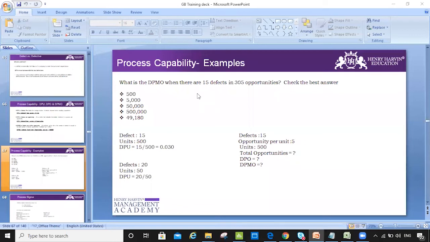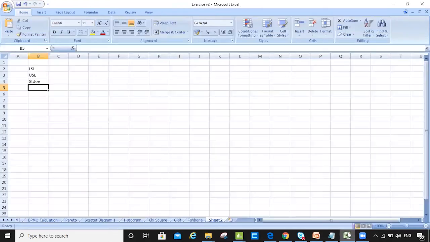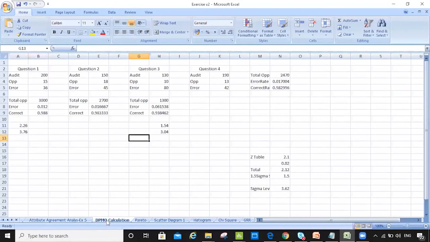So now since we have understood process capability, which is DPU, DPO, and DPMO, we are going to do some practical demonstrations of DPU, DPO, and DPMO, and see how we would be able to calculate them. Okay, so we have certain examples here. Let's do some examples. Bear with me for a minute.